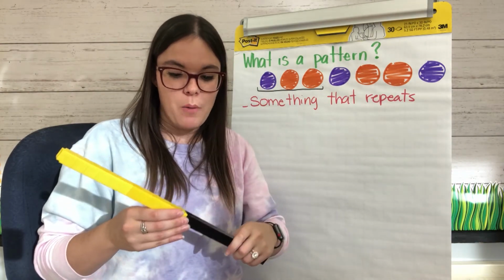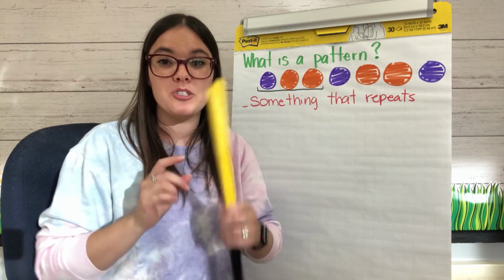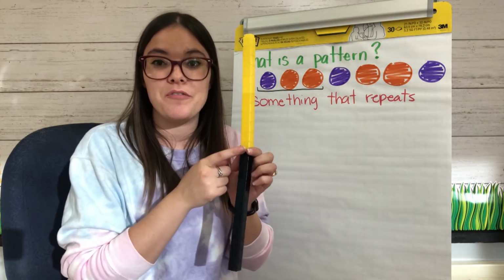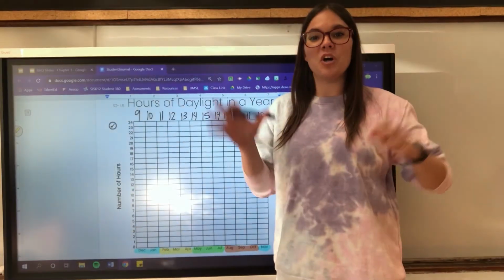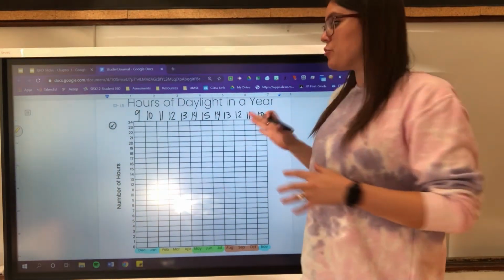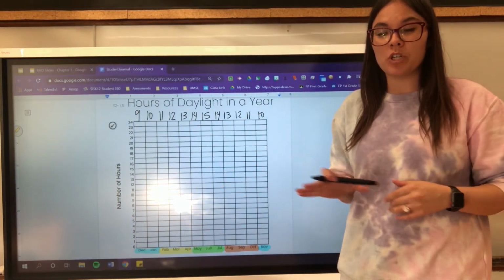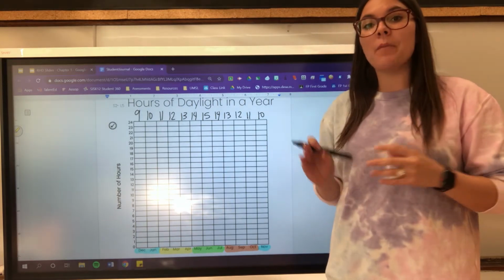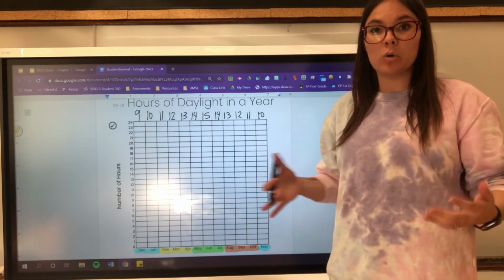Okay? So we're going to take a look at a graph, and I'm also going to show you some examples using more of these cubes. Let's get started. Okay, so right here I have a graph that we're going to go ahead and work on really quickly that shows how many daylight hours each month mostly gets.